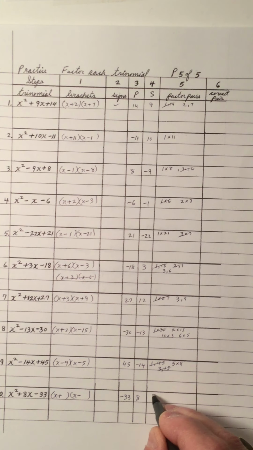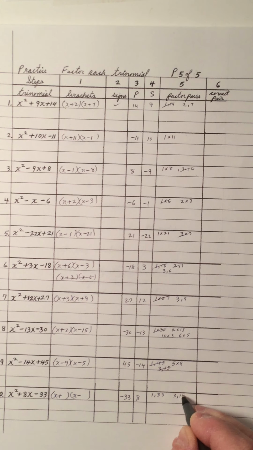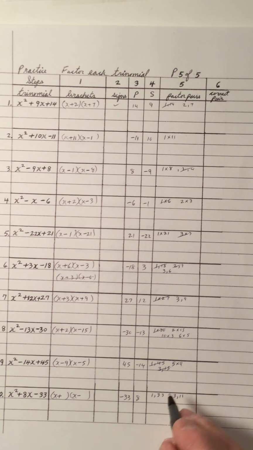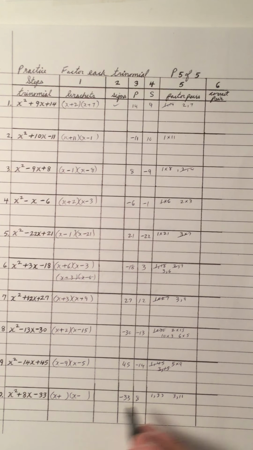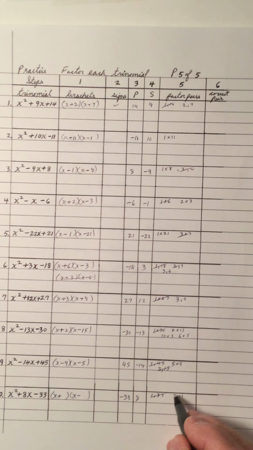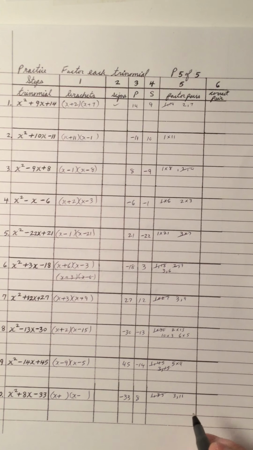Product is negative 33. So let's check the factors. 1 and 33. And I see a 3 because it's double digit. So that's 3 and 11. 11 is prime, so there's no other factors. And because the signs are different, the factors will subtract. So you're subtracting to get an 8. Subtract 32 no. So this is the right one. When you subtract those, you get an 8.